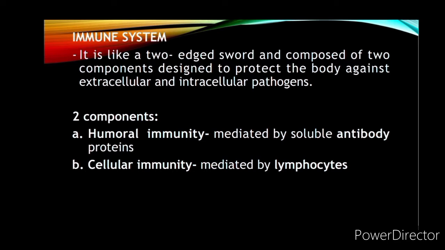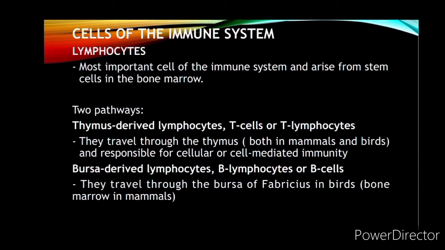The immune system is also composed of two components designed to protect the body against extracellular and intracellular pathogens. The first one is humoral immunity, which is mediated by soluble antibody proteins. And the other one is cellular immunity, which is mediated by lymphocytes. So let's move on to the cells of the immune system.